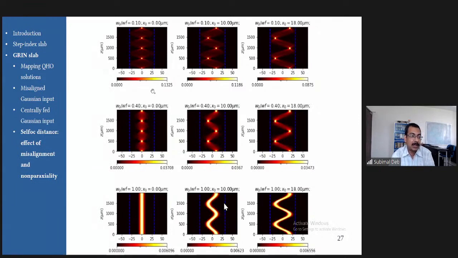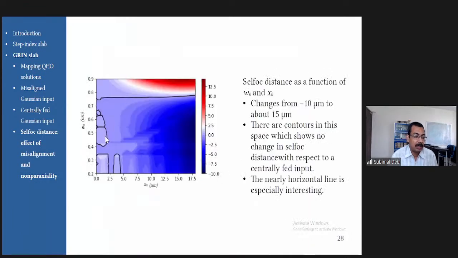And then we decided to map the self-focusing point, or rather look at how the self-focusing point changes with misalignment and the width of the waveguide. Having done that, we found something very interesting. This is the contour plot of the shift in self-focusing distance with W0 and X0. This is actually W0 by WF. We have not exceeded a value of 1.